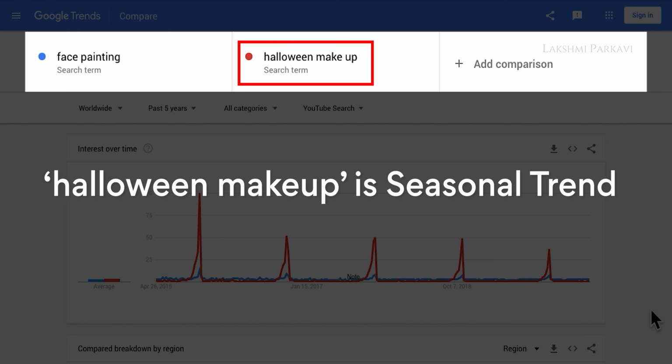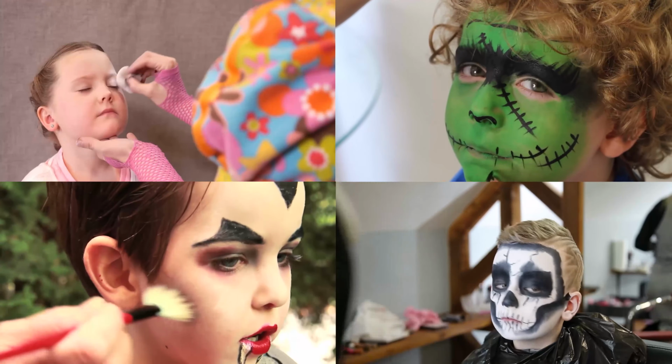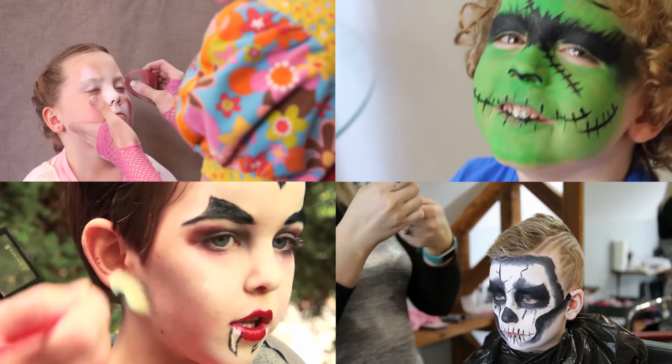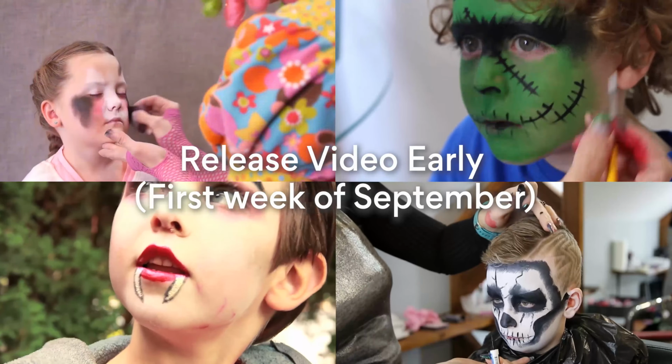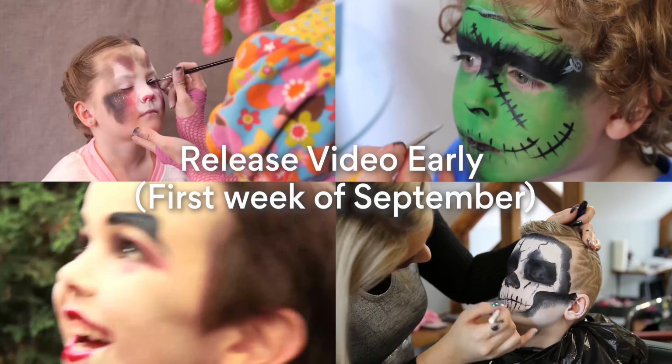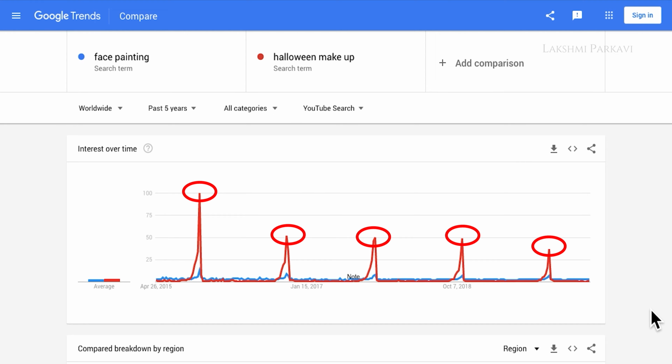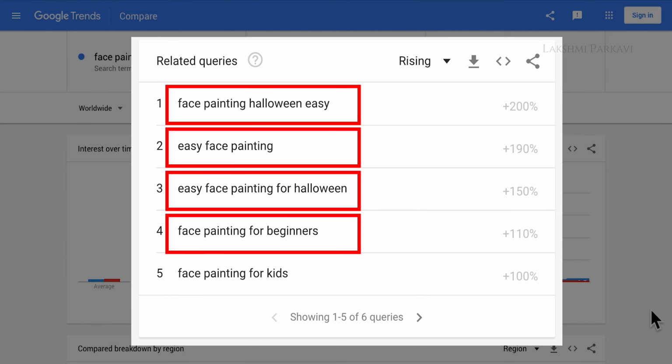Halloween makeup is obvious as a seasonal topic, but face painting, though not obvious, is a good example of a seasonal topic. If you are a YouTuber into makeup and beauty, you can come up with a face painting tutorial and release it just before the start of the Halloween season, before the big channels release their videos. With the help of Google Trends, you can get the timing right and also identify popular search queries to create videos.